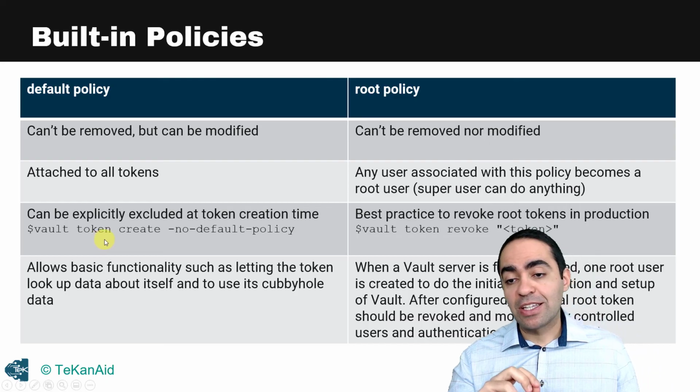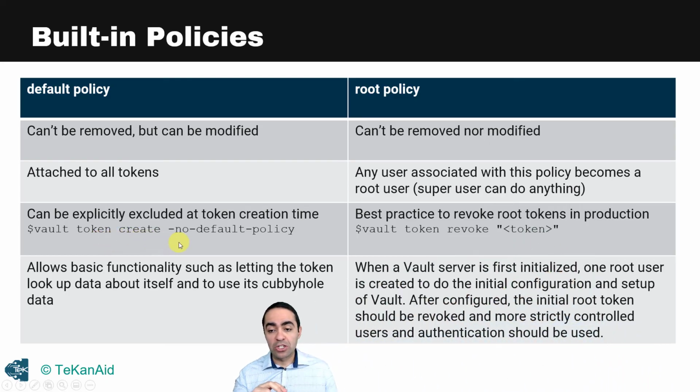The default policy can be explicitly excluded at token creation time. So this command here, vault token create, with the flag no default policy, will remove the default policy from this token. On the root policy side of things, a best practice, I've mentioned this in a number of lectures and labs, is to revoke the root token in production. Vault token revoke, and then you put in the token. And on the default policy side, it allows basic functionalities such as letting the token look up data about itself and to use its cubbyhole data. And that's it.